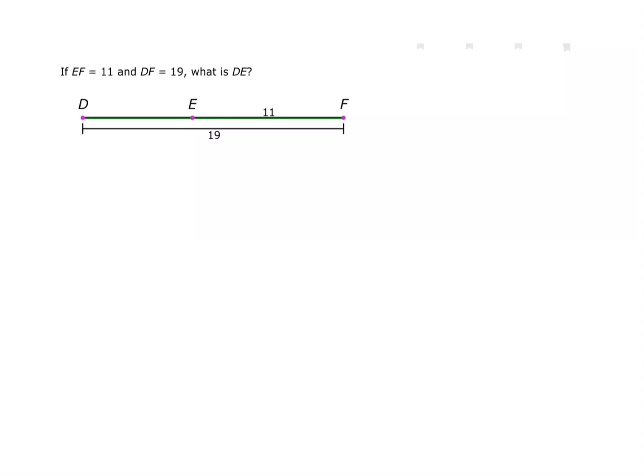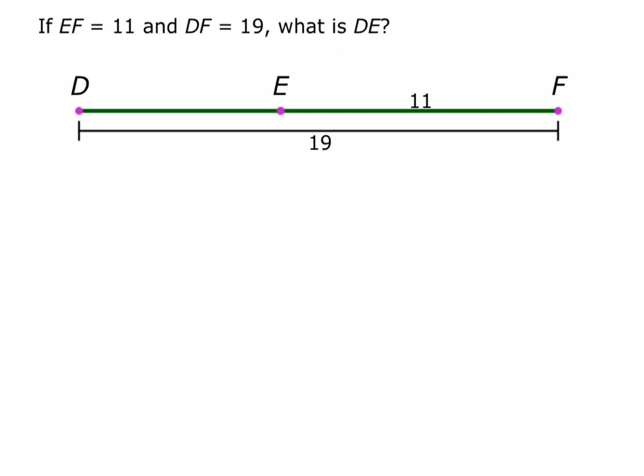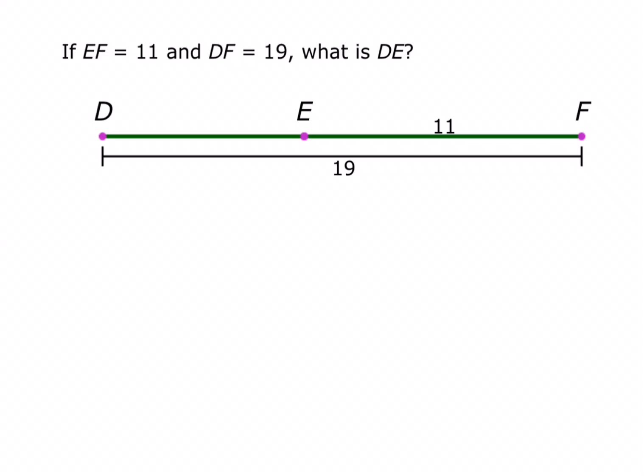Next example, this is similar to the first one that I gave you guys. They're telling us that EF is 11 and the whole thing is 19. What is this piece right here? What is DE? Well, if the whole thing is 19 and that's 11, I'm going to say 19 minus 11 gives me 8. And that is my answer. That means that 8 goes in here. And just to check if I'm correct, 8 plus 11, does that give me 19? Yes, it does. Your answer would be 8.